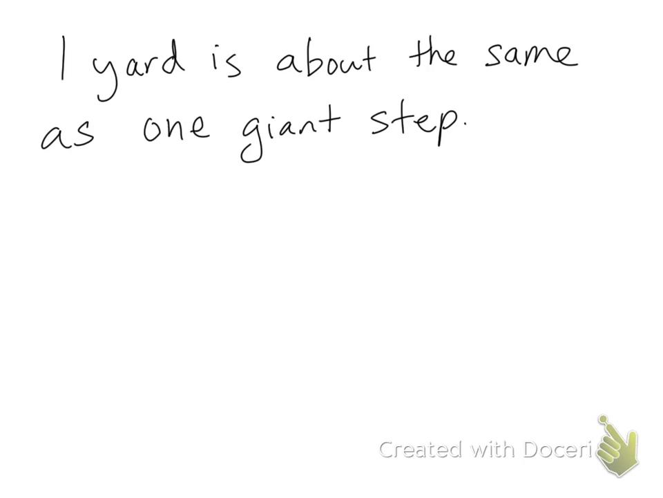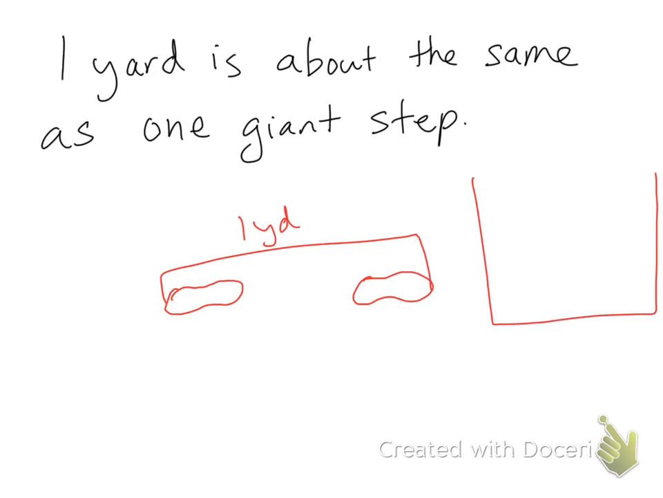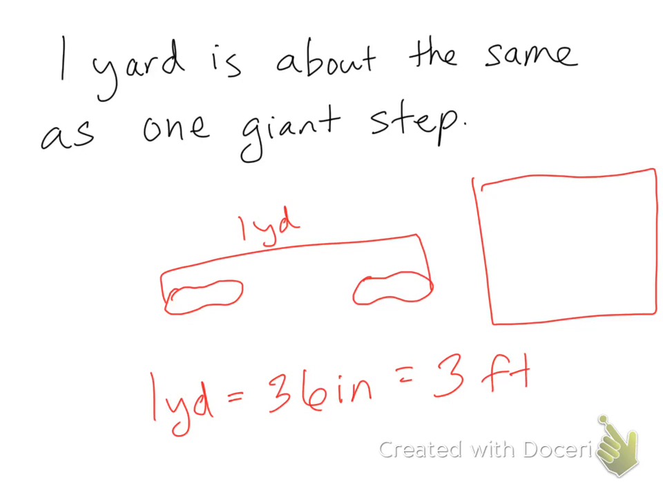Now, 1 yard is about the same as 1 giant step. So if I were to take 1 giant step, and I show my footprints from there to there, that would be about 1 yard. So if I wanted to estimate the room, I could just walk around the room, taking big steps, and count as I walked. So remember, 1 yard equals about 36 inches, which is the same as 3 feet.